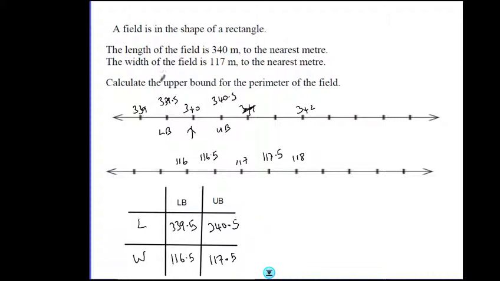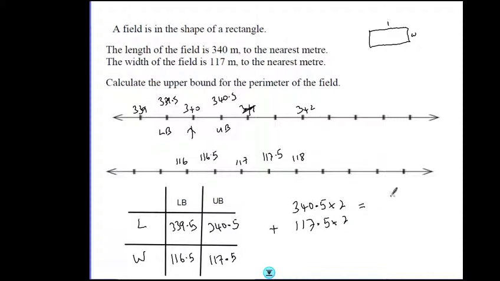So what we've got to do is find the upper bound for the perimeter of the field. Now if you draw a quick sketch, we've got the length and the width, so we're going to add the length twice and the width twice. So we want the upper bound, so it's the biggest possible value that we could have. Now if we're just adding them, if we take the upper bound for the length and the width, that's going to give us the biggest possible value for both of them. So all I'm going to do is 340.5 times 2 and add on 117.5 times 2, because these are the biggest possible values the length and width could be, so we're going to use those to get the biggest possible value the perimeter could be.